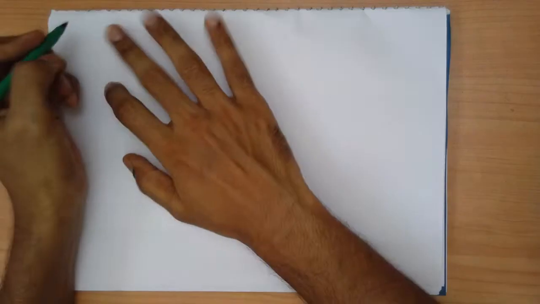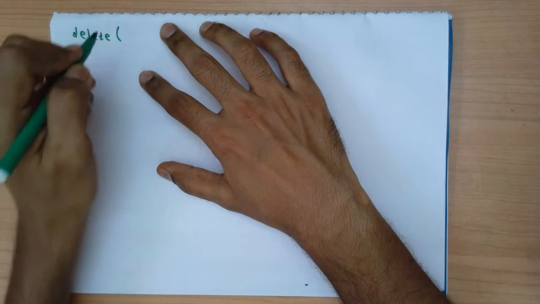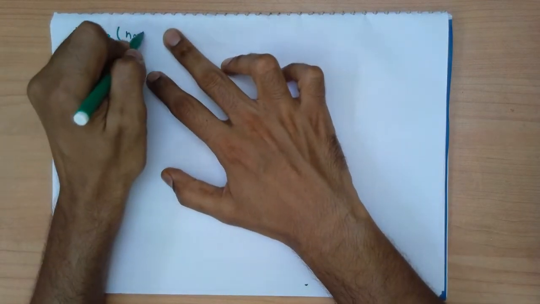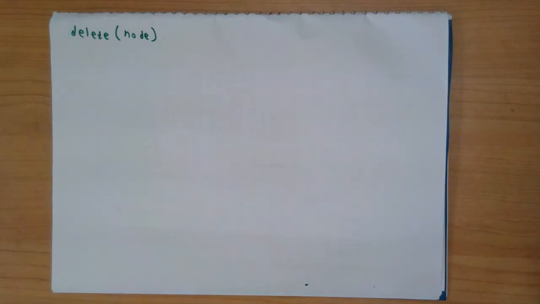Now let's talk about deleting a particular node from a binary search tree. So we'll have an operation delete, and I will give the address of a node. Here we are assuming that we have already located the node that we want to delete. Sometimes you might want to delete a node that contains a particular value.